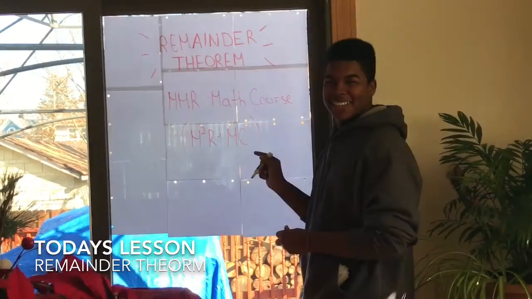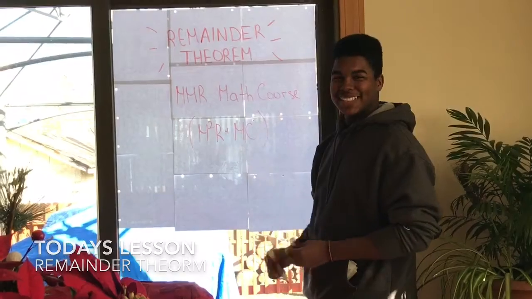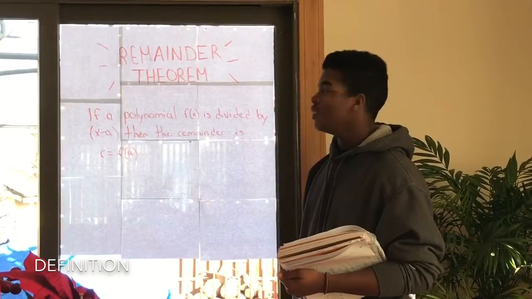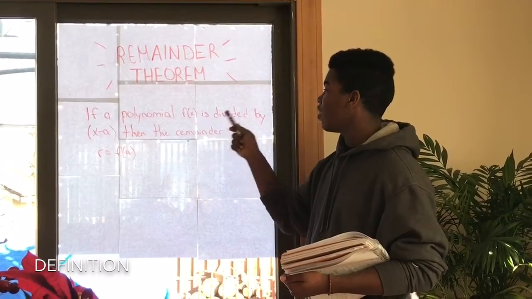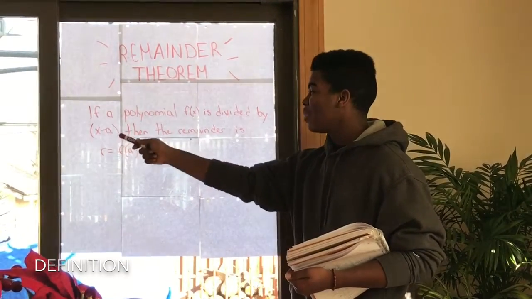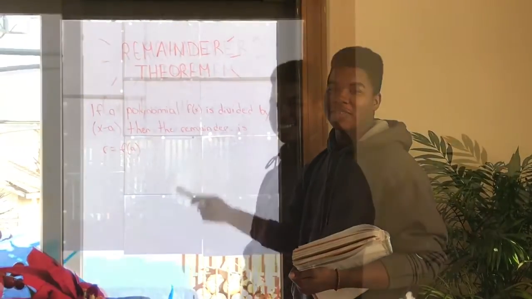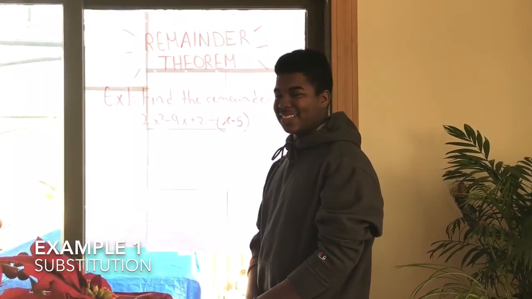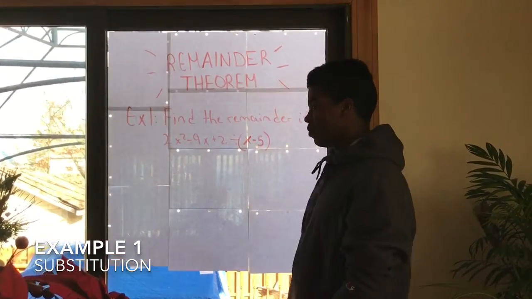And today we'll be learning about the remainder theorem. The definition of the remainder theorem is: if a polynomial f of x is divided by the quantity x minus a, then the remainder is r equals f of a. Okay, so our next method is the substitution method, and the substitution method is where we substitute a for x.